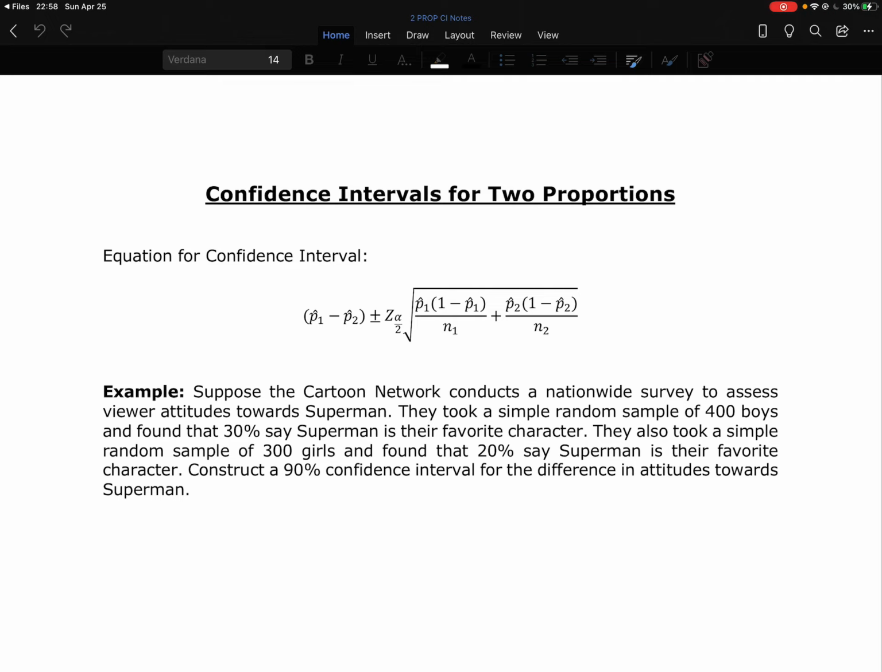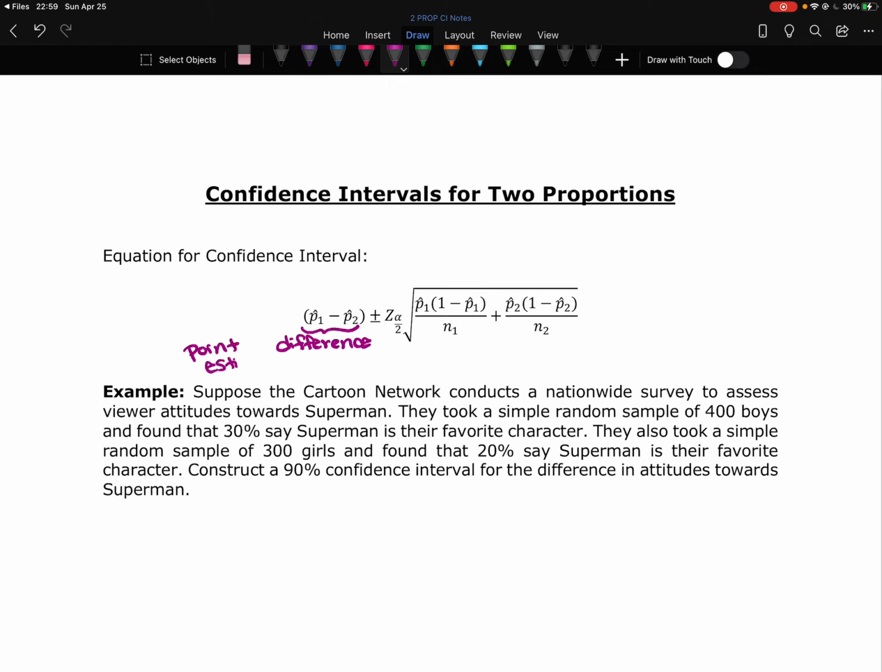Okay, in this video we're going to look at how to do a confidence interval when we have two proportions. For this we're actually going to be looking at an interval that describes the difference between the two proportions. So our point estimate is the difference between the two sample proportions. We take the sample proportion of the first group minus the sample proportion of the second group. That difference is our point estimate.